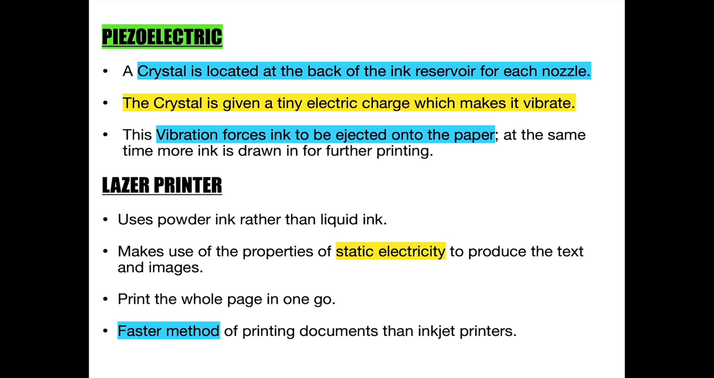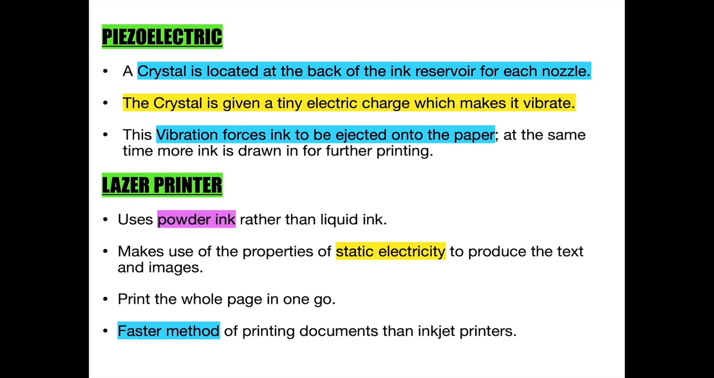The next output device is the laser printer. The laser printer uses powder ink rather than liquid ink. This printer also makes use of the properties of static electricity to produce the text and images. Laser printers are faster than inkjet printers as they print the whole page in one go. Well, this is a simple definition of the laser printer.